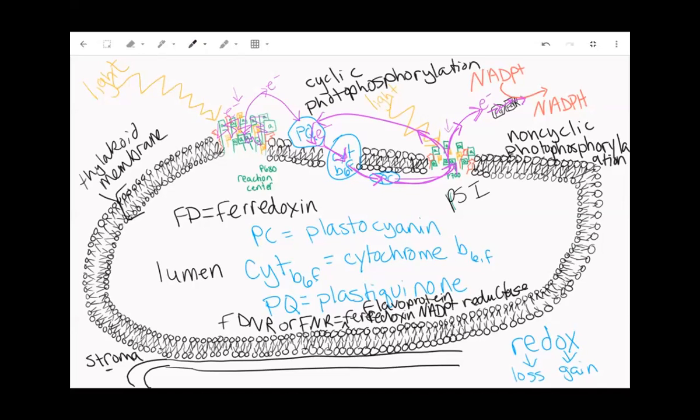All right. So next what we're going to talk about is this electron that basically we just took away and how we get that back.